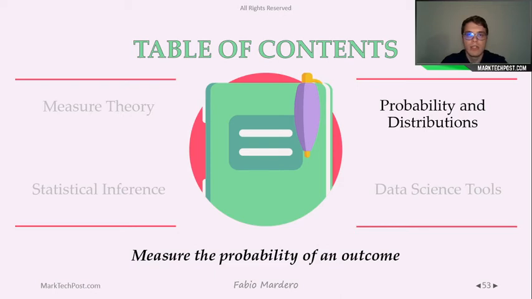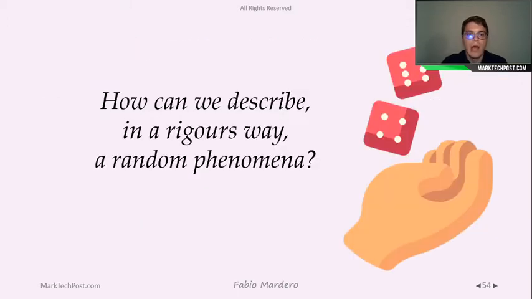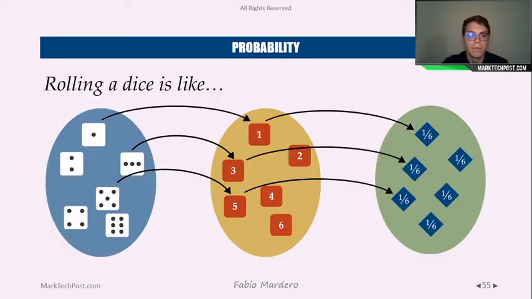Now let's leverage the measure theory to measure the probability of an outcome, defining what a probability is and what the distributions are. So how can we describe in a rigorous way a random phenomenon? For example, the rolling of two dice. Well, rolling a dice is like this graph.